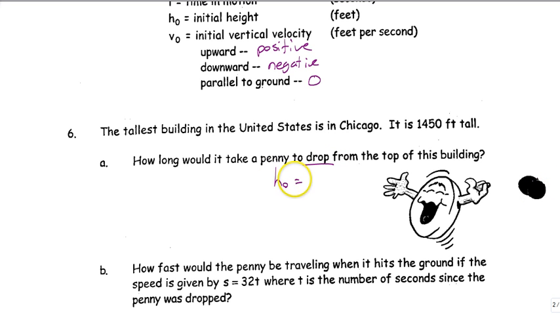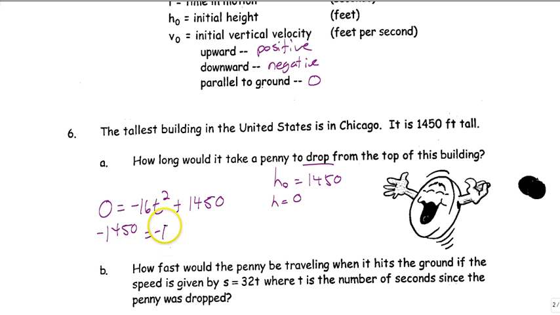Our initial height is equal to 1450. So I say my final height is 0. So I'm going to set up my equation to be 0 equals negative 16t squared plus, because we start above ground, 1450. This is one where you could just solve using the calculator. We get negative 1450 equals negative 16t squared. Divide by negative 16 and solve. You get t squared is equal to 90.625. Take the square root. The time it would take would be about 9.52 seconds.